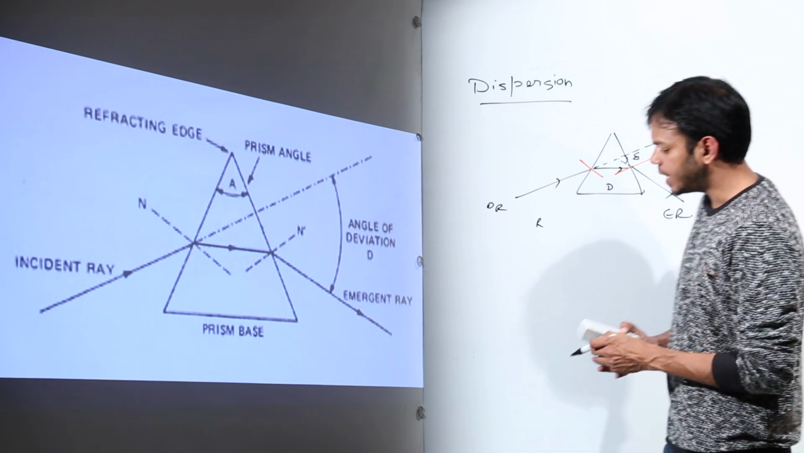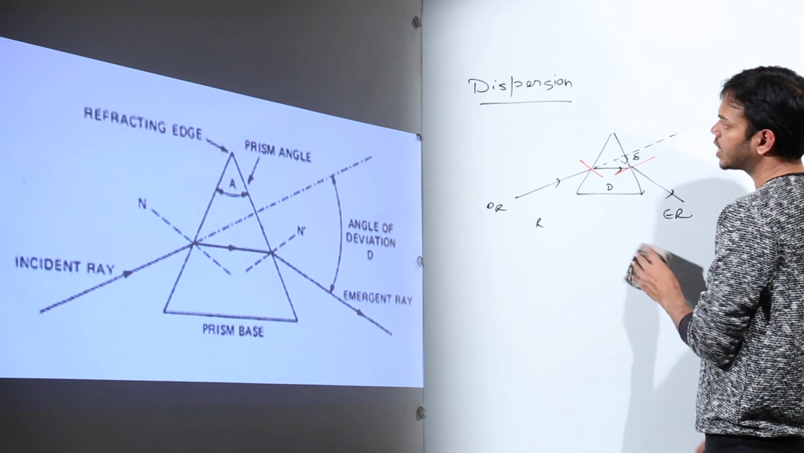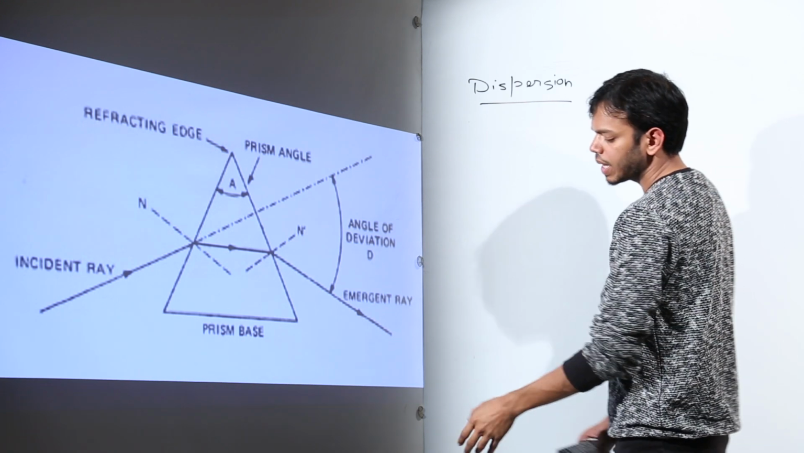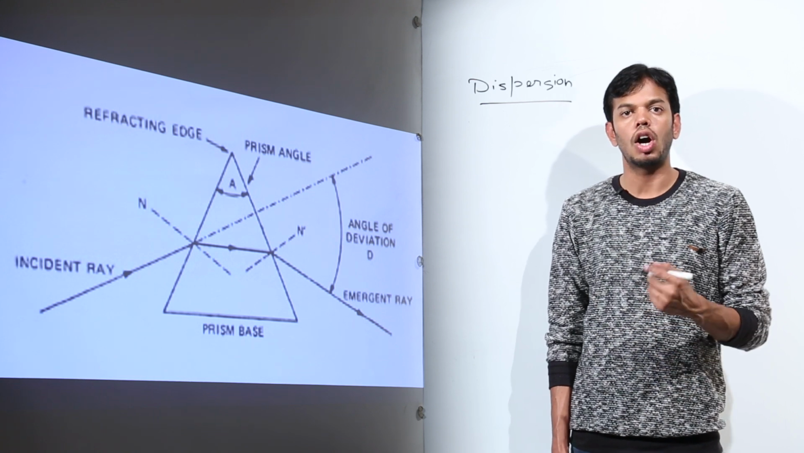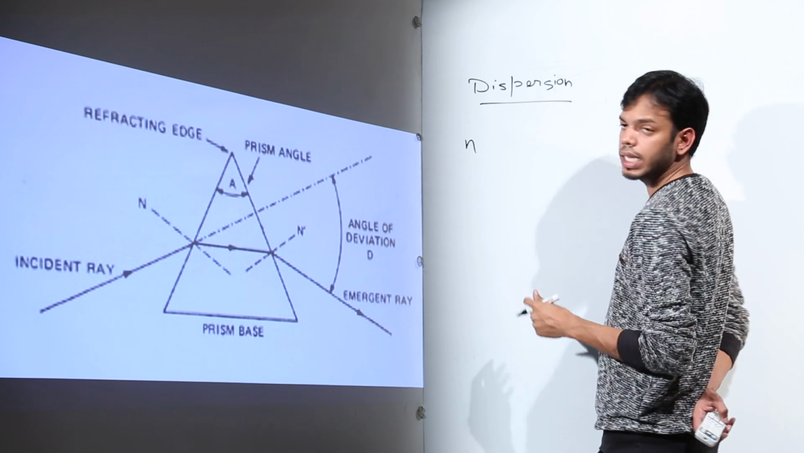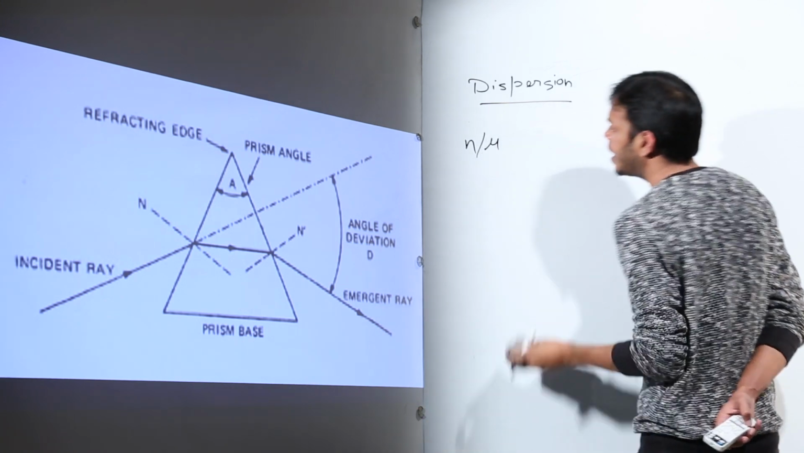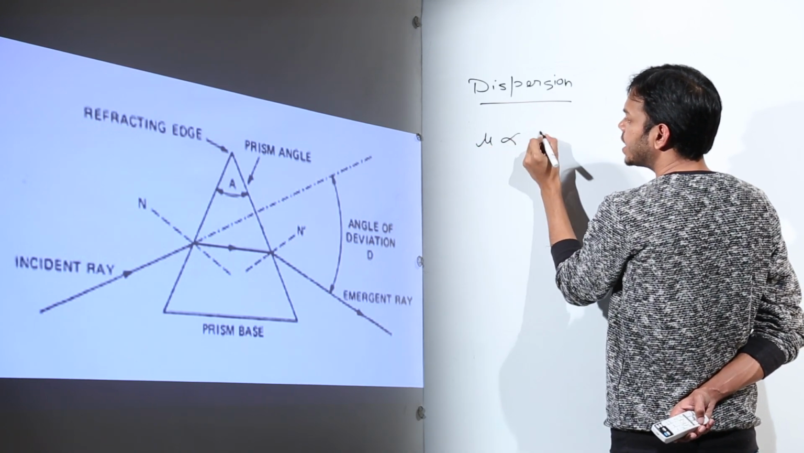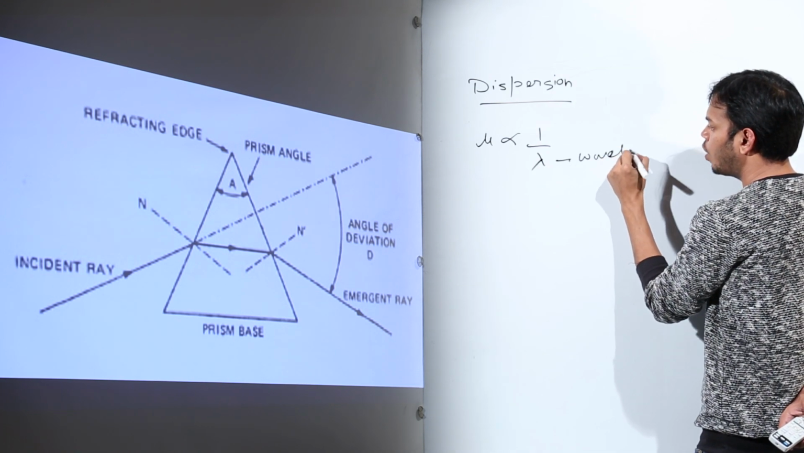Now why are we studying this? As I told you, there's another phenomenon associated with refraction of a prism which is called dispersion. Now what is dispersion? According to the definition, dispersion is the splitting up of light rays into its constituent colors. Now how does that happen? Refractive index, which is denoted by n or mu, I'll just write mu, is actually inversely proportional to wavelength. What is wavelength?